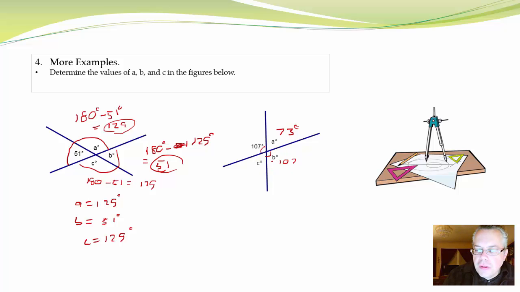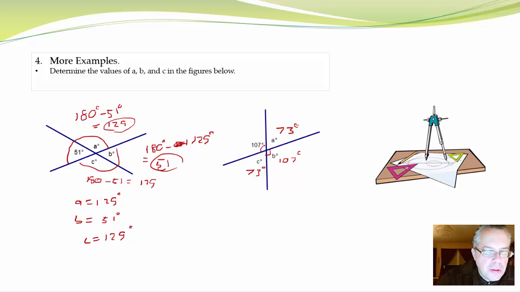And these two form a line, B and C. So 180 minus 107 is 73. Okay, so we'll see a lot of those. There's one last type of problem and we'll be done.